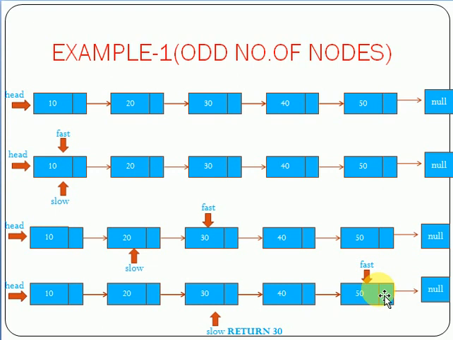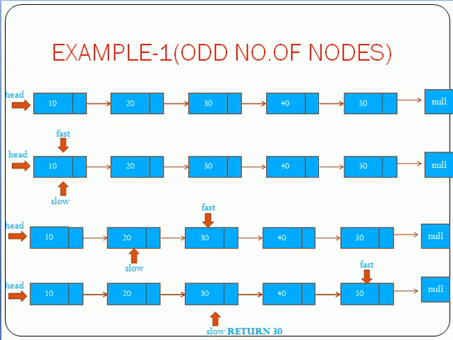So here the terminating condition is that either fast is pointing to null or fast dot next is pointing to null. So here one of the conditions is being satisfied, that is fast dot next is equal to null. So we have to stop this process of traversal, and the slow pointer will return the final answer. This is what we require here.